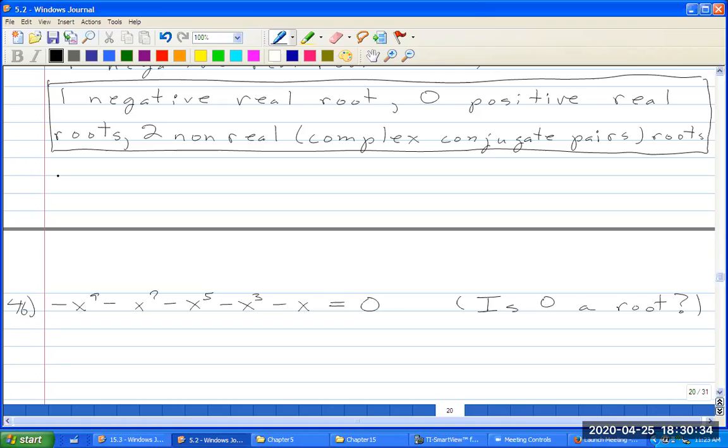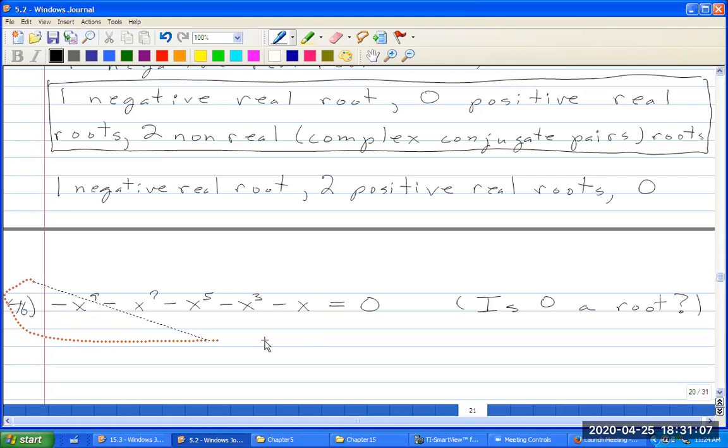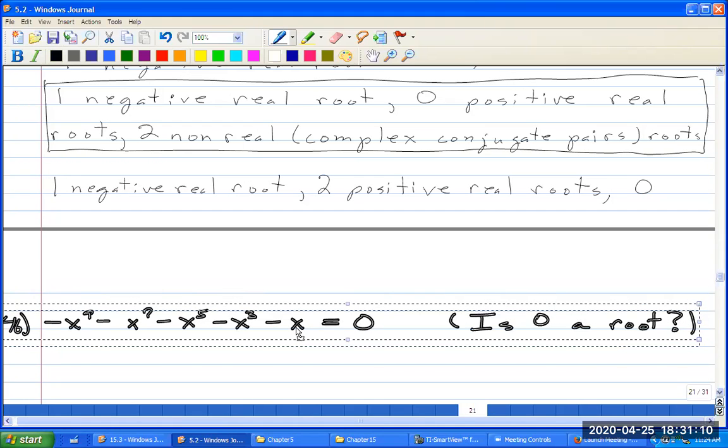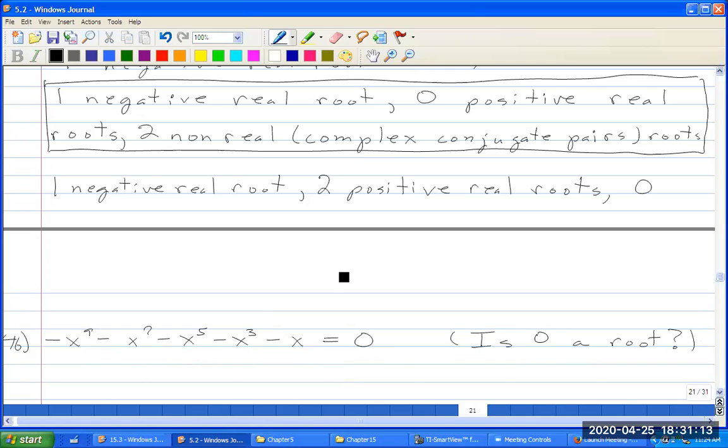Now, lastly, 1 negative real root and 2 positive real roots and no complex roots. No non-real roots. 0 non-real.